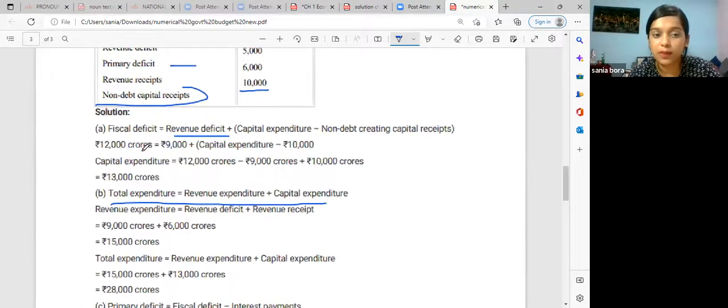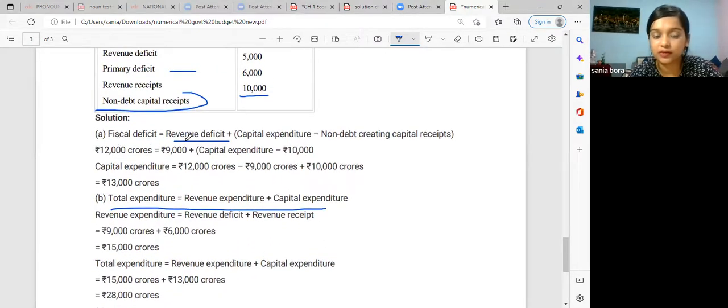Okay, this is the first part, fiscal deficit, then the second part. The third part is easy, so you can write it down, and you can check your answers as well.